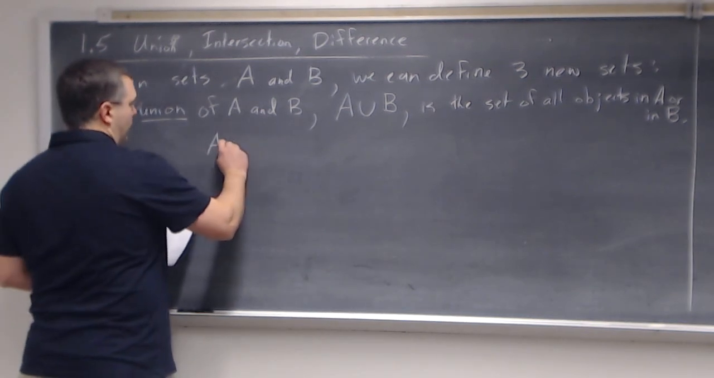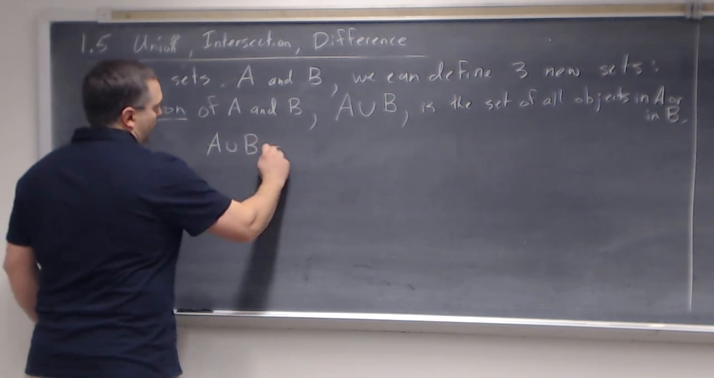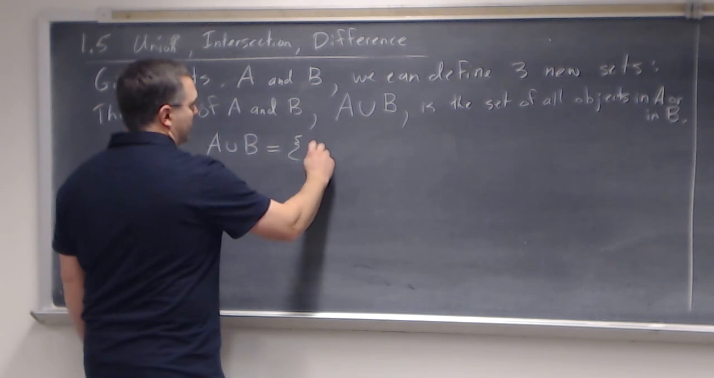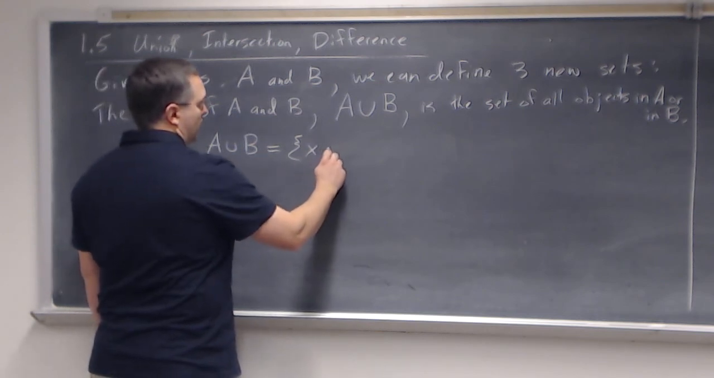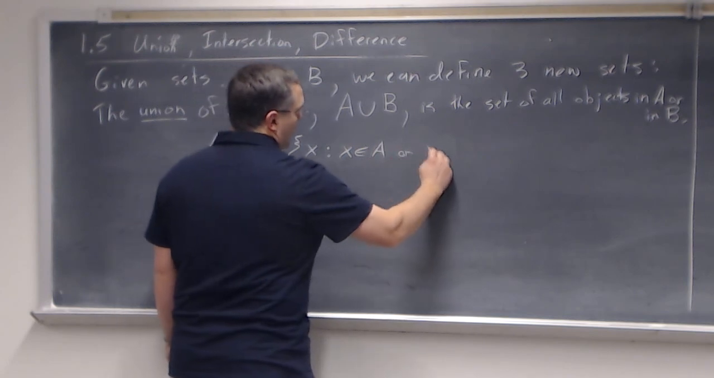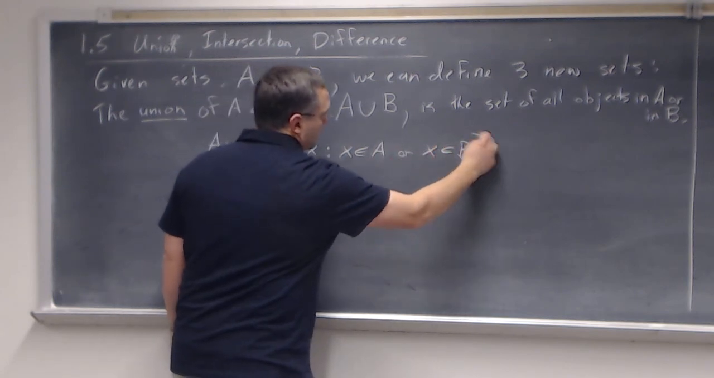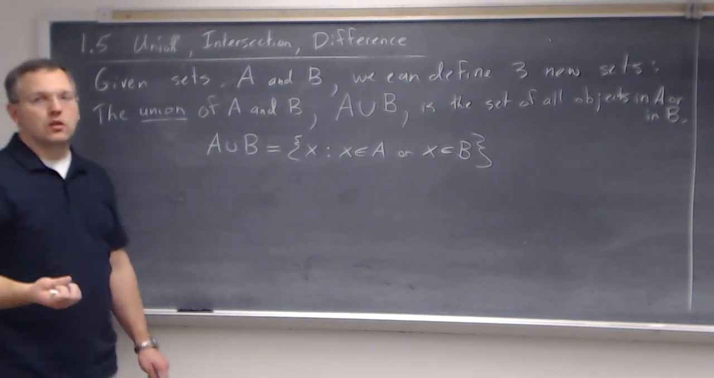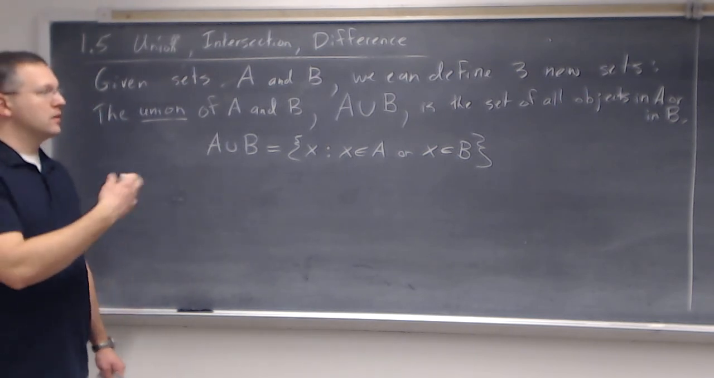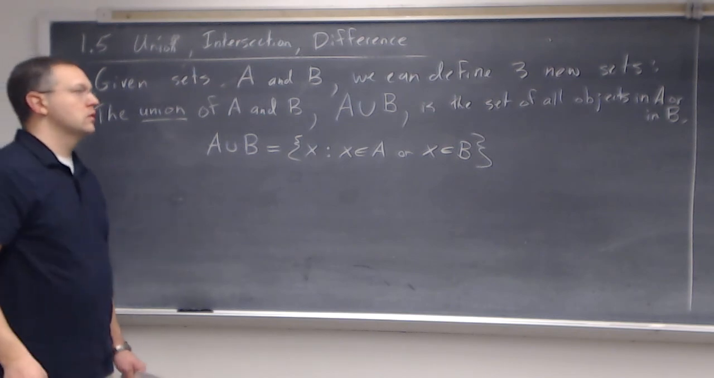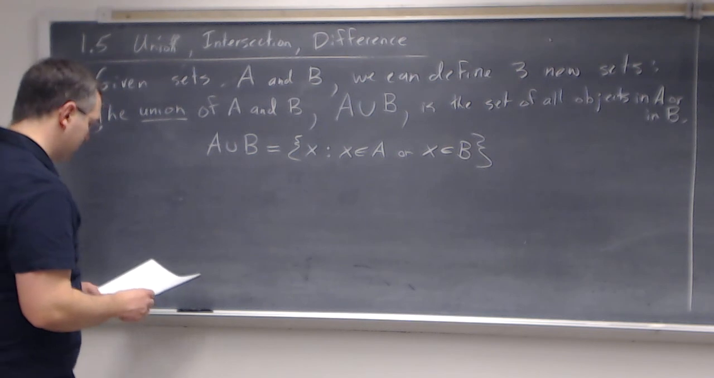So using set builder notation, A union B is the set of all elements x such that x is an element of A or x is an element of B. Remember that sets are repetition free, so if something's in both sets, you don't have to rewrite it twice. Just throw it in once, and it's already in the set.